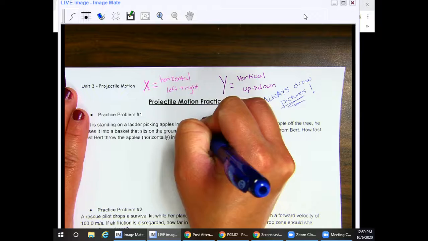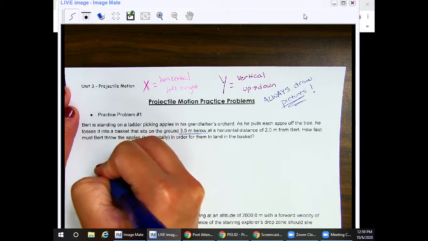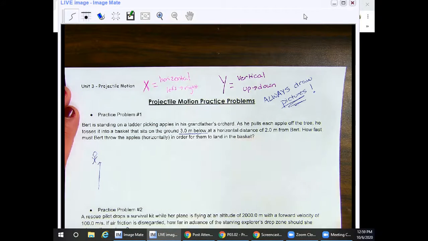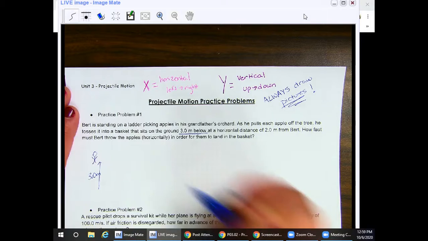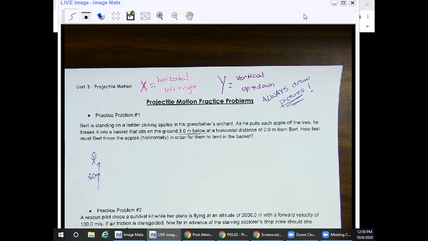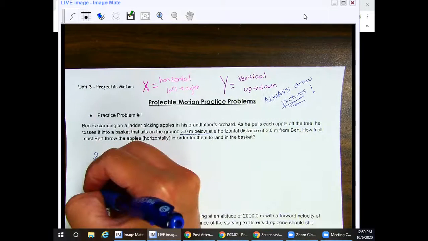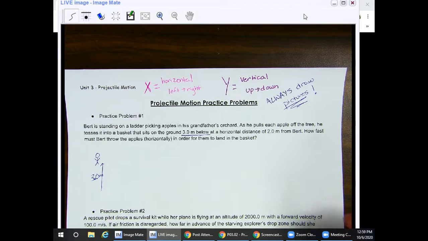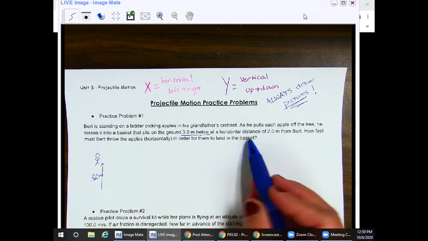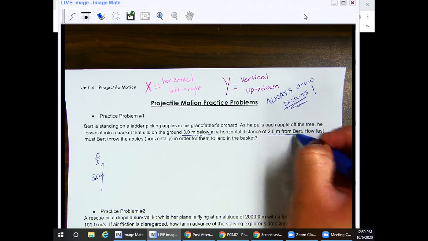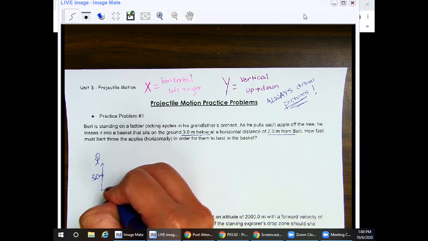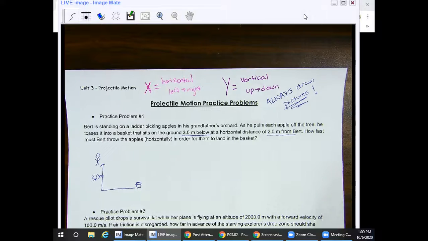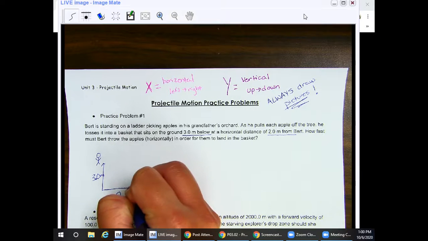So he's throwing the apples 3 meters below, which means you don't have to draw Bert. But he's about 3.0 meters above ground. And then he's throwing them into a basket that sits on the ground at a horizontal distance of 2.0 meters. So that means the basket is right here. And you don't have to draw the basket. But that's about 2.0 meters.